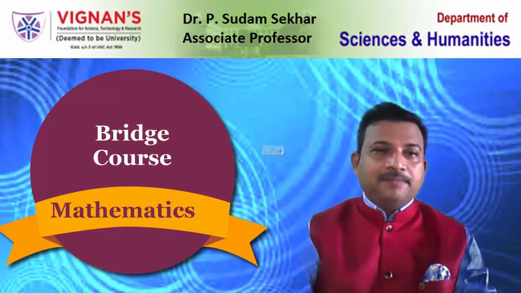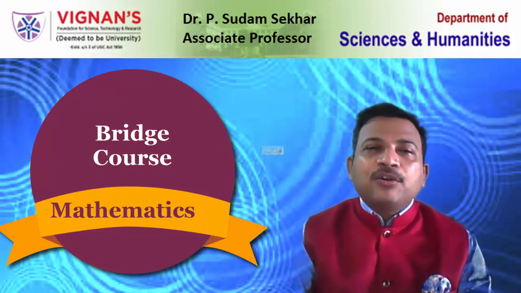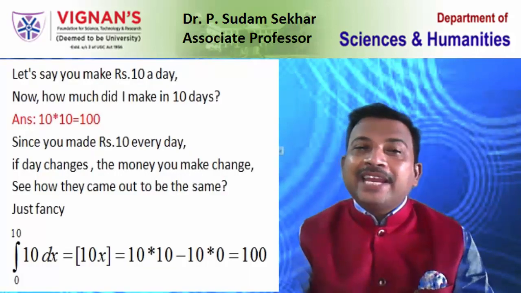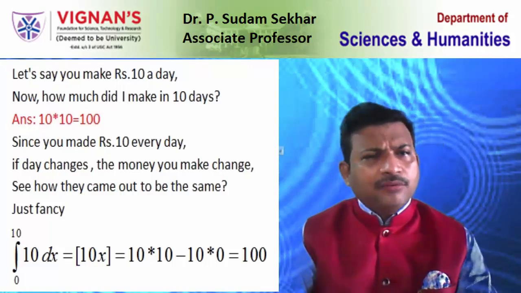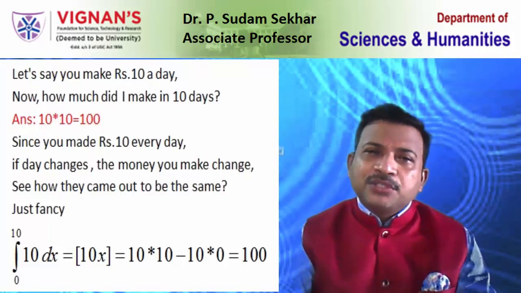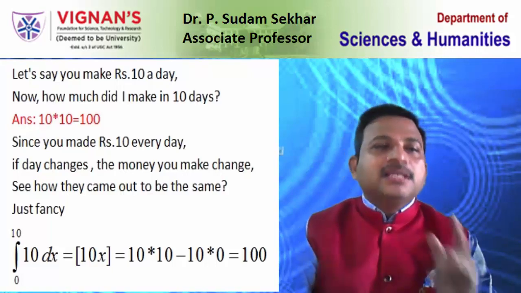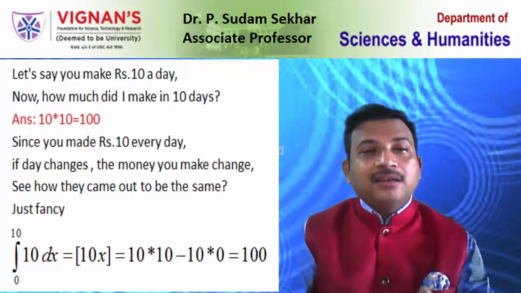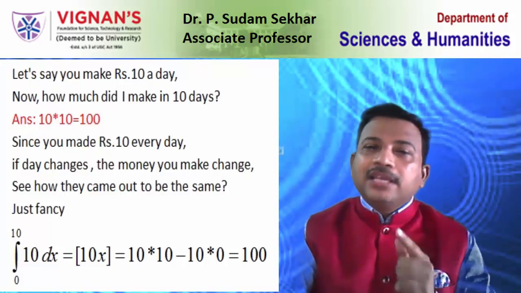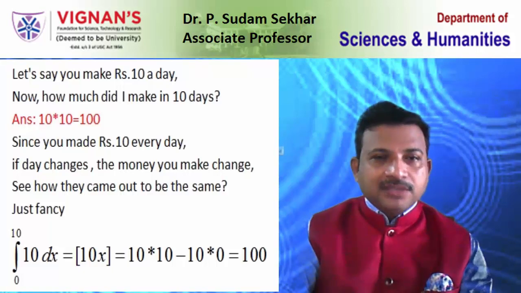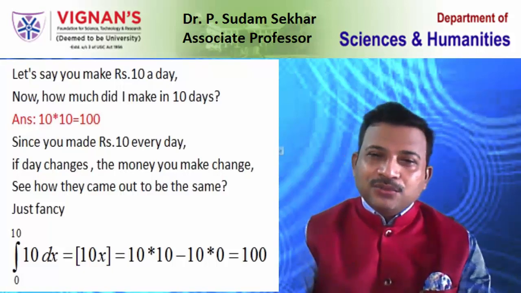Let's take an example. You make 10 rupees every day. Now, how much did I make in 10 days? 10 into 10 is 100, obviously. 1 day, 10 rupees you earn. 10 days, 10 into 10, 100 rupees. Since you make 10 rupees every day, if the day changes, the money you make changes. See, we use integration here to do it.